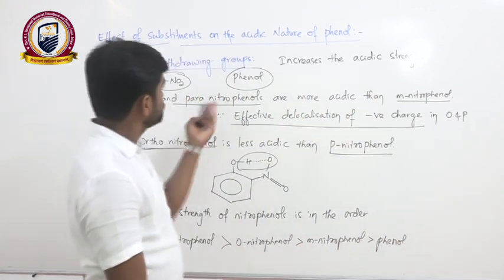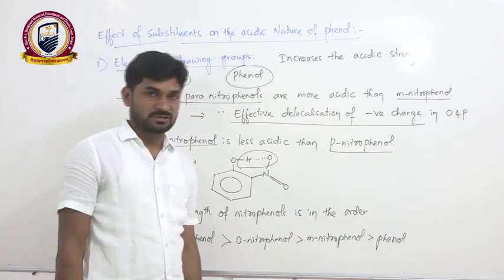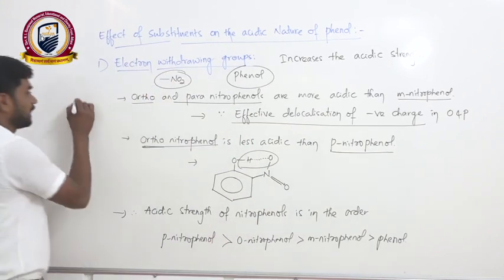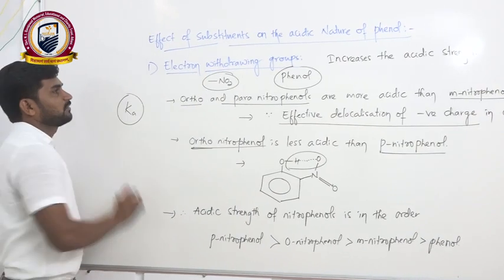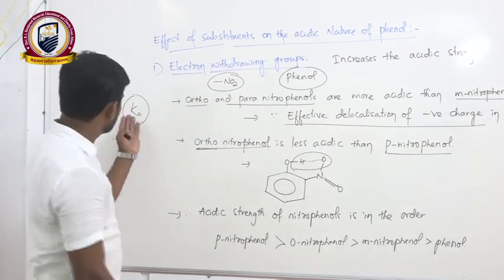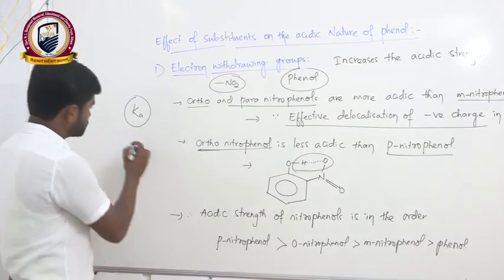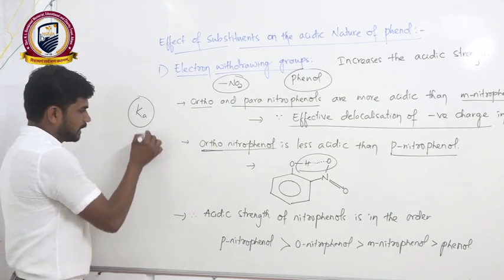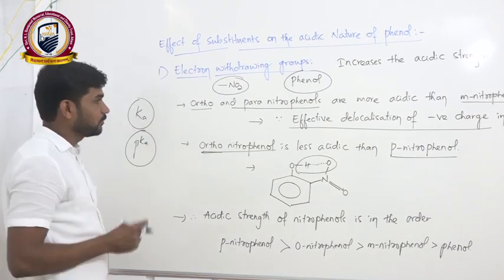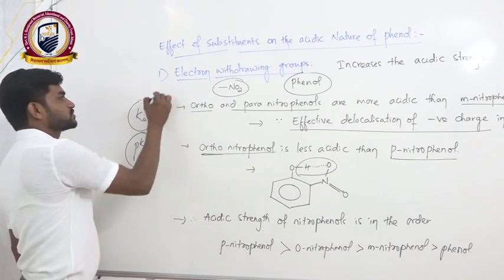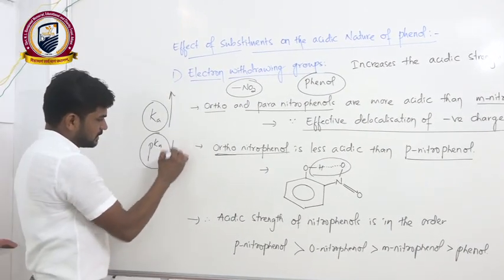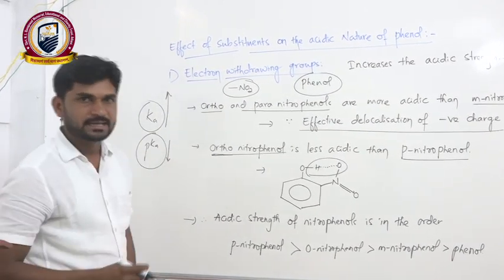Right? We can also explain this using the dissociation constant, that is called Ka. The acidic strength of these compounds can be explained on the basis of the dissociation constant as well as the pKa value. I think I have explained this in the case of alcohols. The higher the dissociation constant, the lesser the pKa value, and the more the acidic strength.